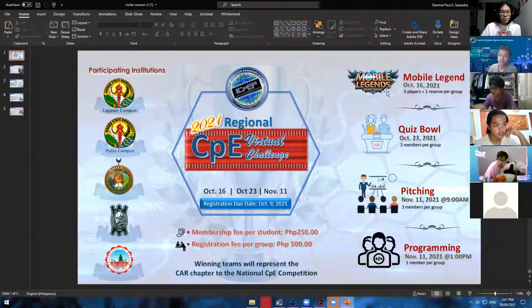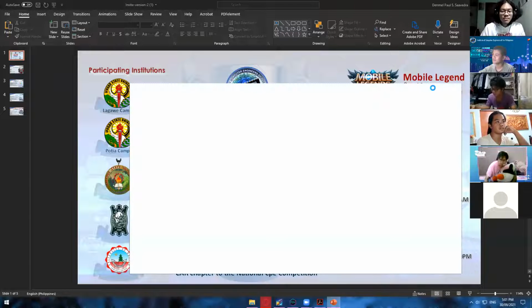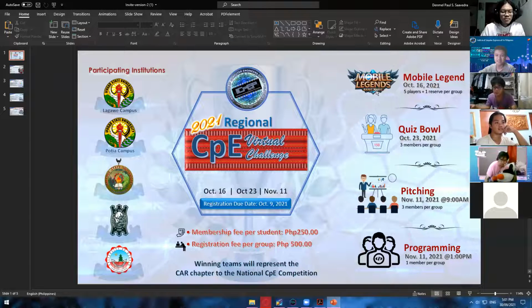Hindi porket mataas yung rank ko or yung mga stars, yun na kagad. Of course you guys need coordination and so on and so forth. We will still check some techniques or strategies since I will be your coach in this one. Well, I'm not that good in Mobile Legends, but the other instructors don't play Mobile Legends, so that is why I am the one assigned to this event.